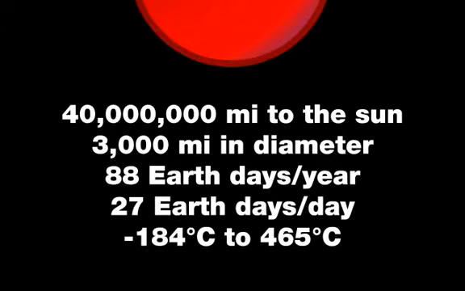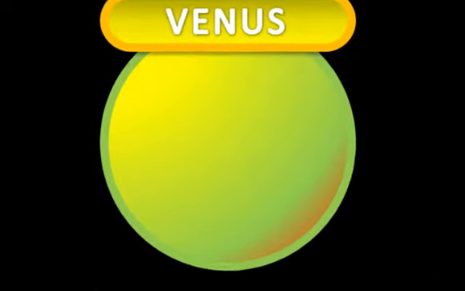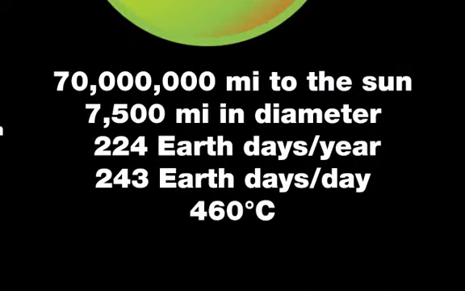Now, notice the difference here. 40 million miles to the sun. Let's look at Venus, that green planet. 70 million miles, almost double the distance. 7,500 miles in diameter. And their year, get this, their year is shorter than their day.